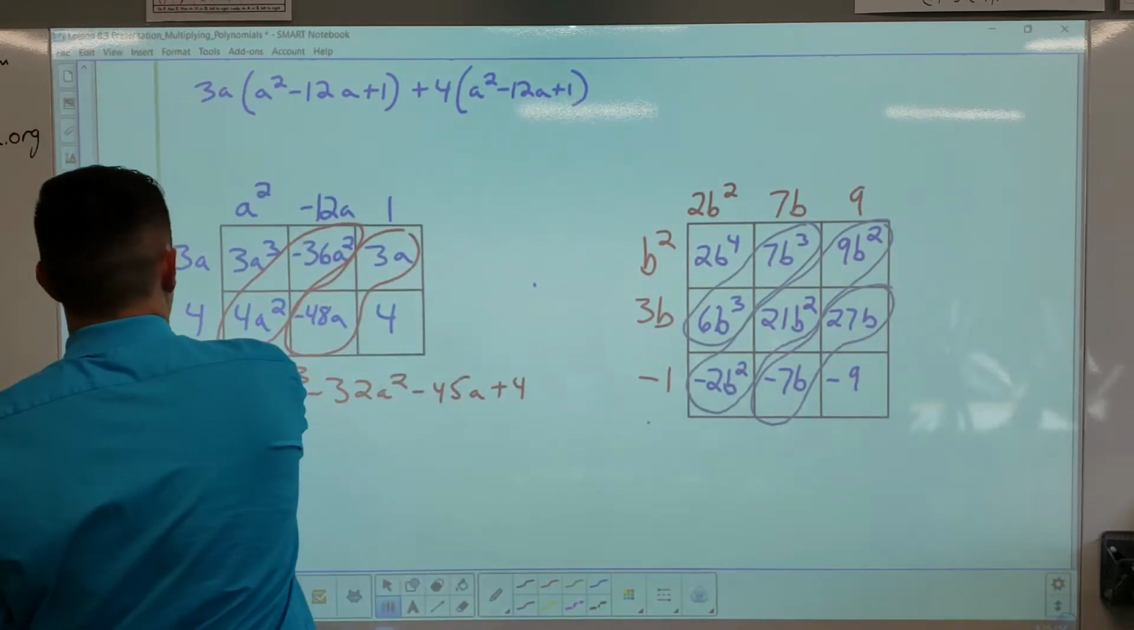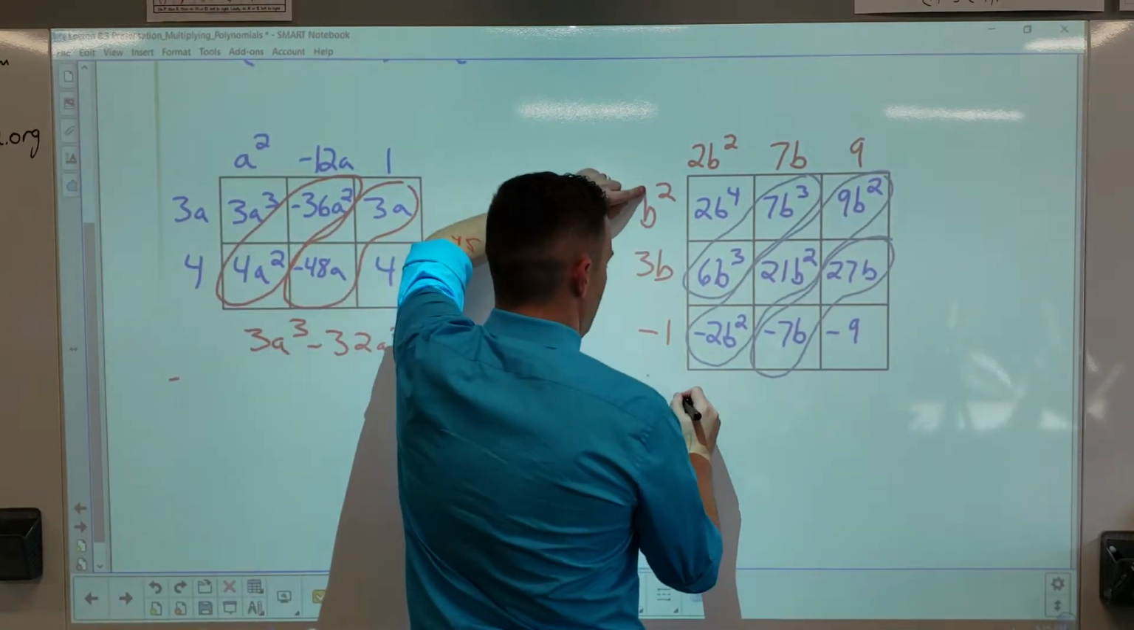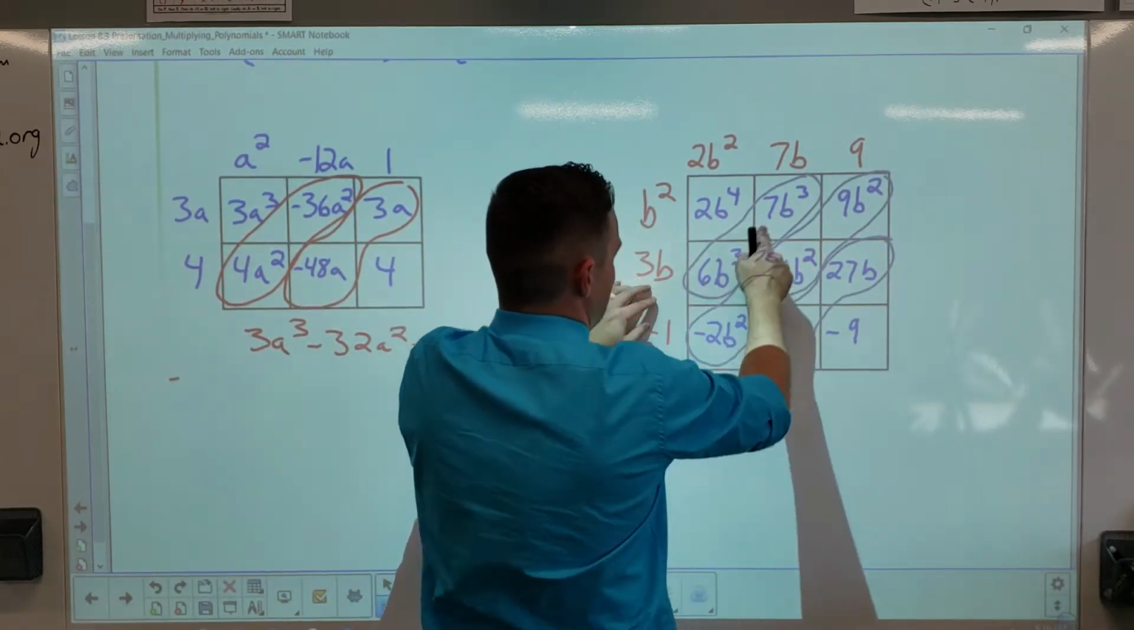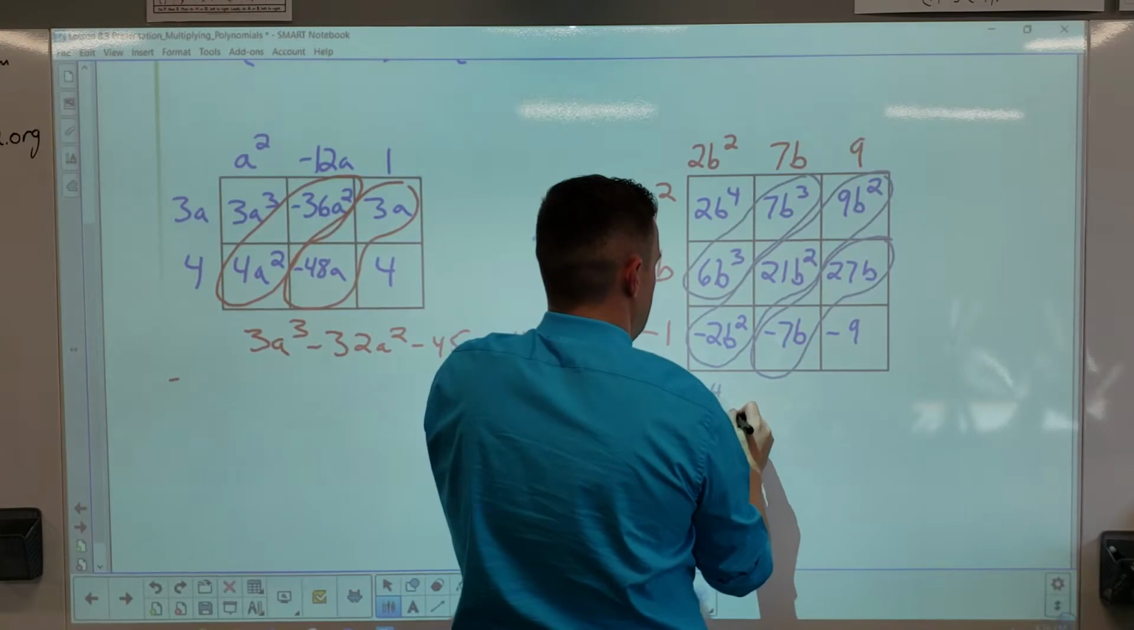So we can actually write our equation out. So we have 2b to the 4th. And then we would set this up. 6 plus 7 is 13.